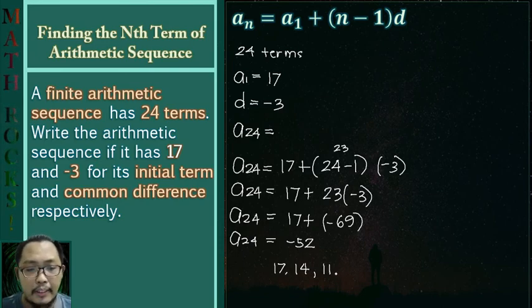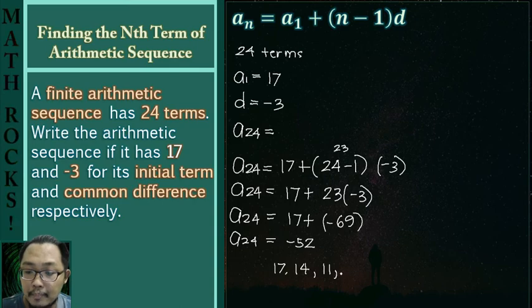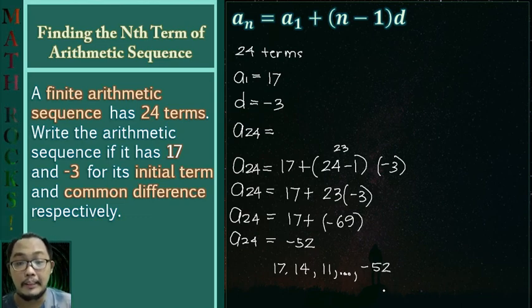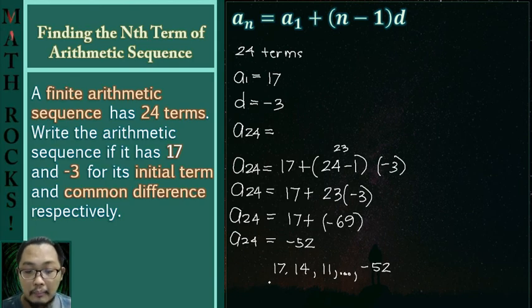And since we need to just write the finite arithmetic sequence, then we may try to cut this short by writing an ellipsis. So that means the sequence continues with the pattern observed with these first 3 terms, and since we have 24 terms for this arithmetic sequence, knowing that the 24th term is equal to negative 52, then we may just write the negative 52 at the end of this finite arithmetic sequence like this. And this will be our finite arithmetic sequence having 24 terms.